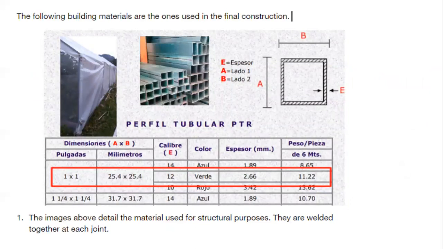The materials used to build the structure are 1 by 1 inch green metal tube. It's 6 meters in length, and it's a green color. This is one of the cheaper options in the market, so this is the one we decided to use. They are welded together in the joints in order to have only one whole segment.